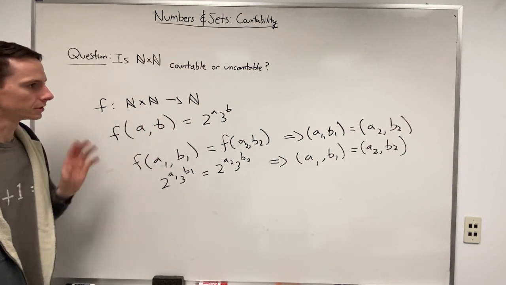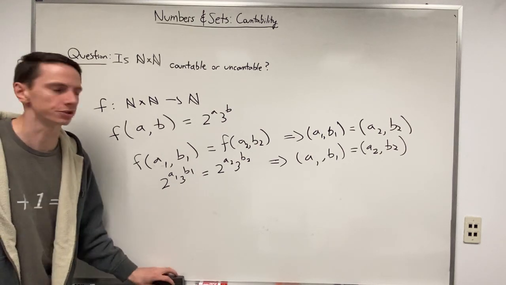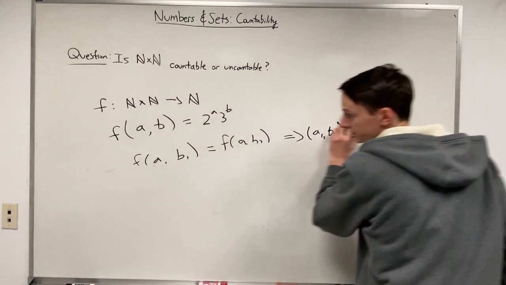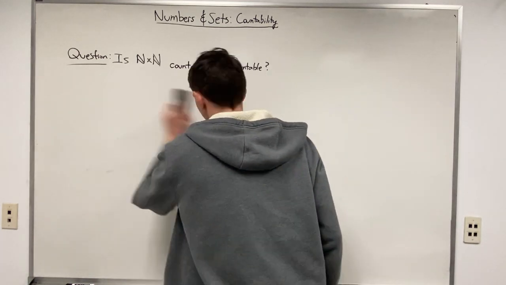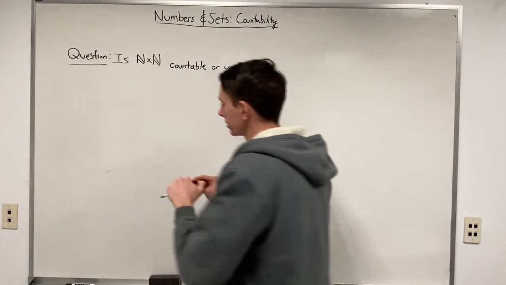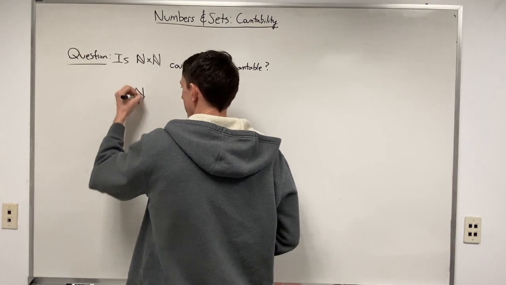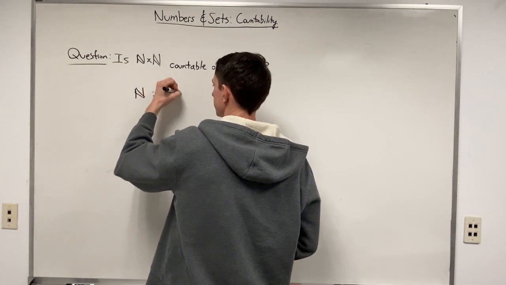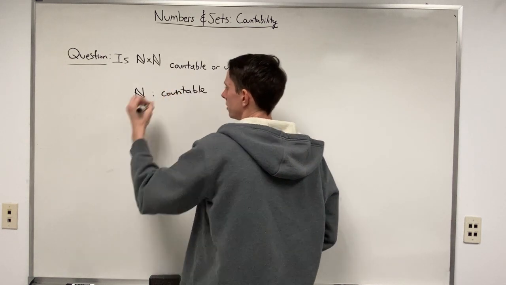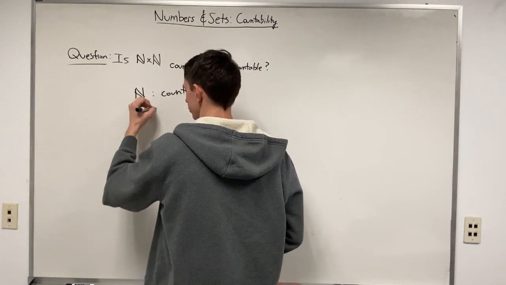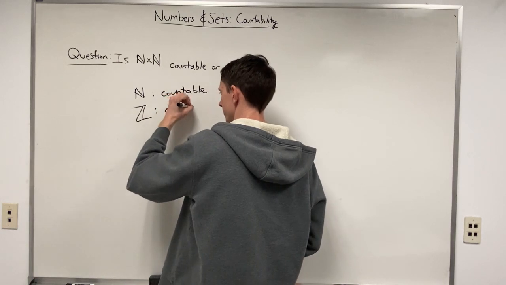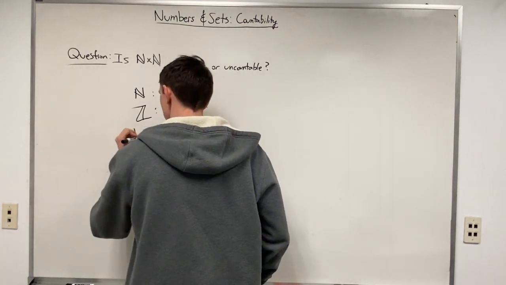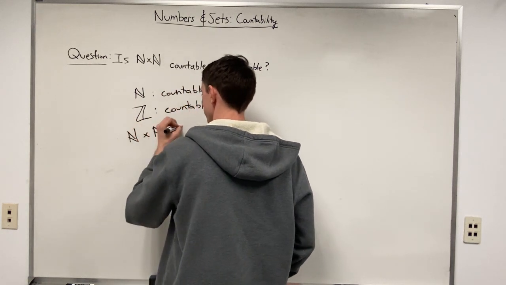Okay. Now let's keep going with this though, because there's more that we can immediately say just from this example alone. So maybe really quickly, let me just write out that we know that n is countable. So n is countable, the naturals. We also showed that the integers are countable, so they have the same cardinality. And then we just showed that n cross n is countable.